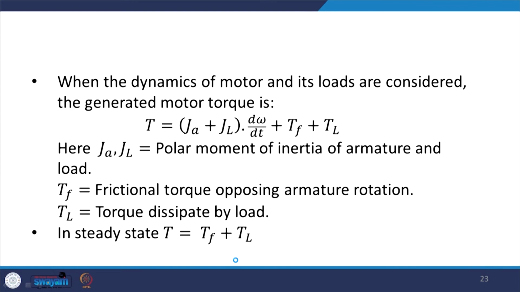And when the dynamics of the motor and its load both are considered, then the generated motor torque will be given by the polar moment of inertia of armature plus polar moment of inertia of the load into d omega by dt plus frictional torque plus the load torque. Okay. This is there, and for the steady state condition you see that this portion is going to be 0 because your omega is going to be constant. So, this is equal to Tf plus Tl.